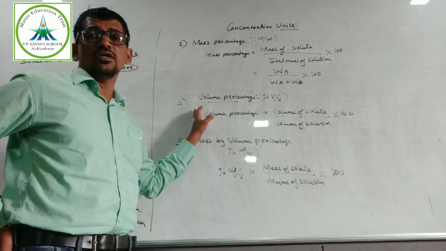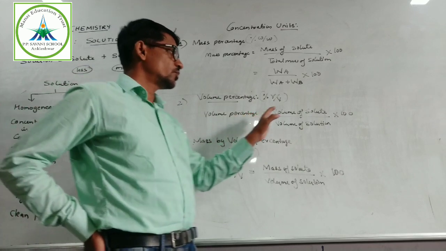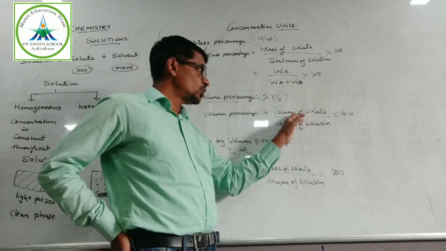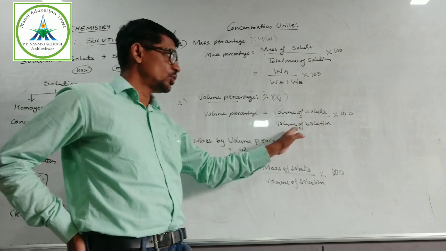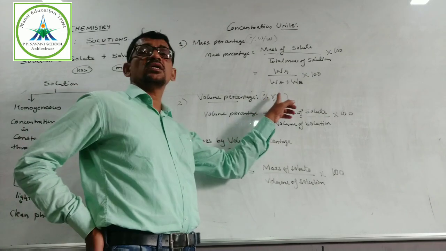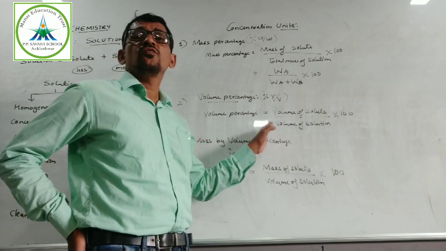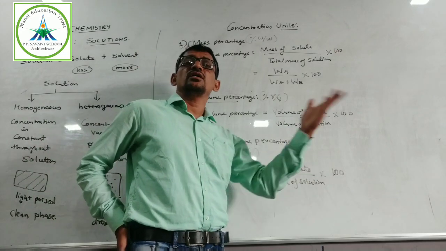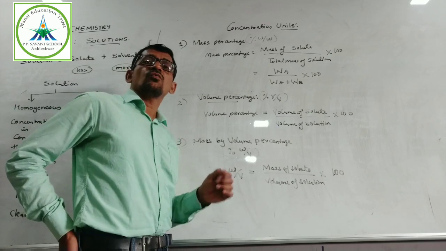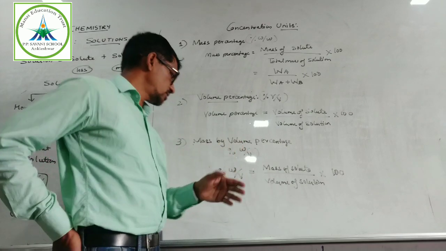Similarly, the second unit is volume percentage. Volume percentage is equal to volume of solute. So here we have to consider volume: volume of solute upon volume of solution into 100. So it is designated by percentage V by V. It is designated by V1 by Vt into 100. V1 means volume of component 1 divided by total volume into 100.